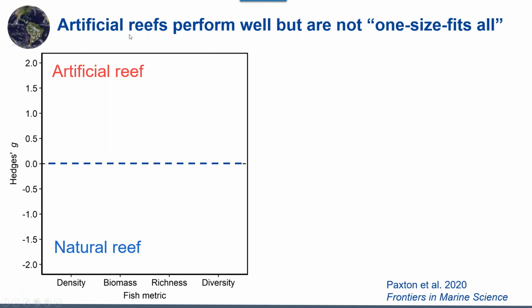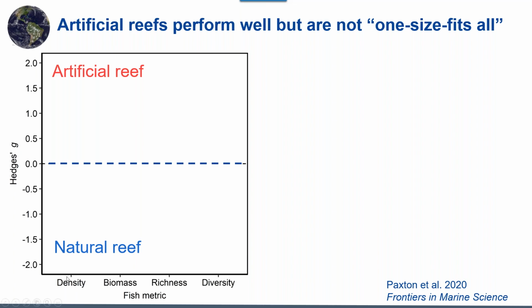And so what did we find? I'm going to give you the punchline first, and then I'm going to walk you through it. The punchline is that we found artificial reefs do perform well on the basis of those four fish community metrics, but are not one size fits all.